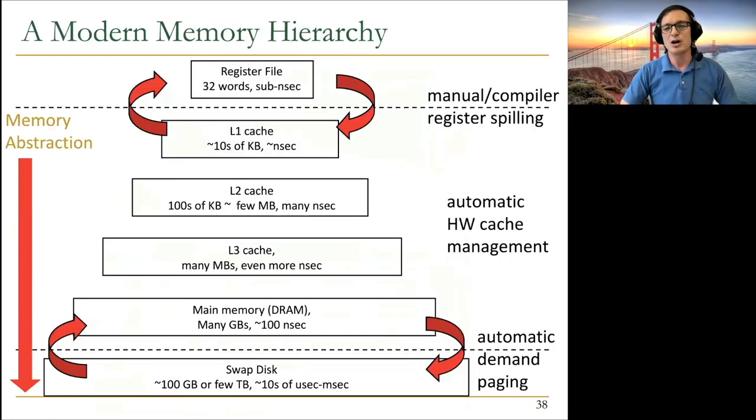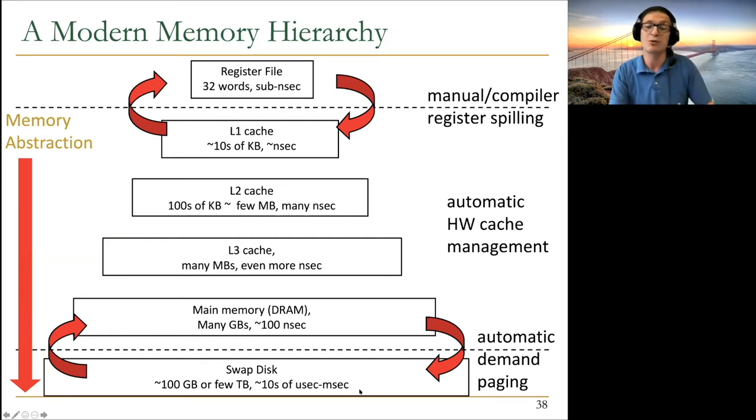So a modern memory hierarchy looks like this. I'm not going to go through this in a lot of detail, but register files are part of the memory hierarchy, as I said. They're manually managed, compiler or programmer managed, and you do the spilling to the main memory. In the main memory levels, there's automatic hardware cache management. And there's clearly main memory that the programmer has exposure to. And then there's another automatic level of management for swap disk, which we will talk about in the virtual memory lectures. What if you run out of main memory, basically?